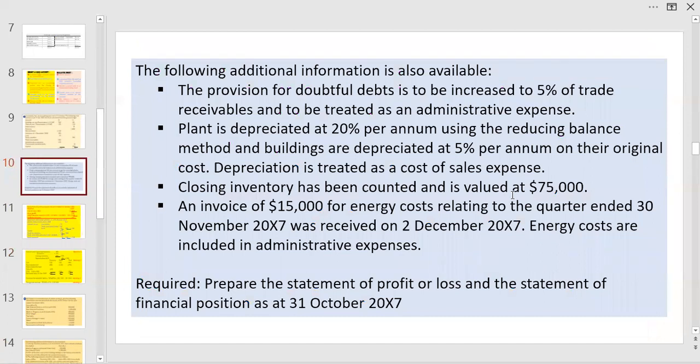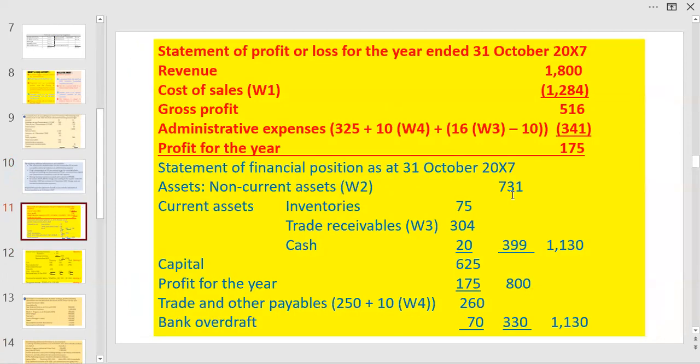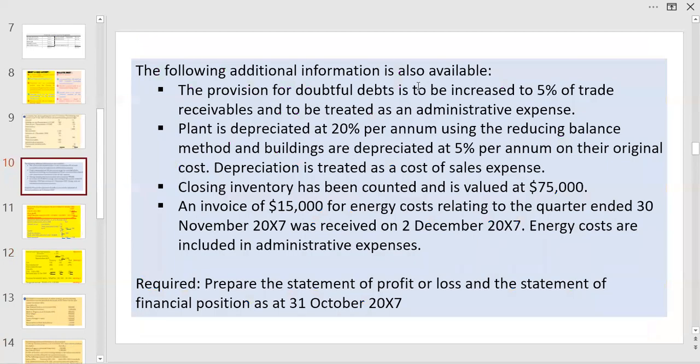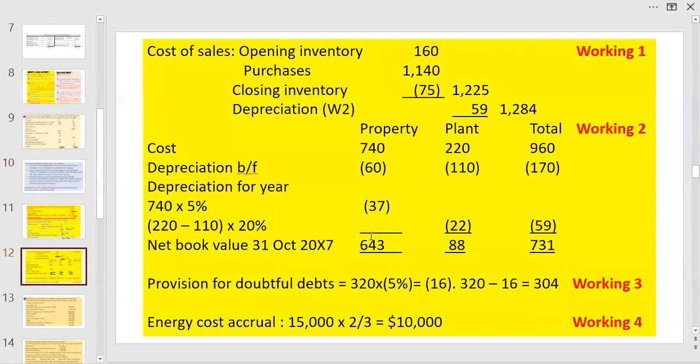Please look at the working number 1. Fourth information, an invoice of 15,000 for energy cost relating to a quarter ended November, and therefore only September and October payments refer to the current period and are to be shown as accrued expenditure. Please look at the working 4.